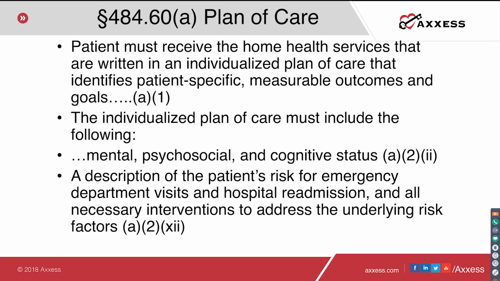So for that reason, the plan of care is going to evolve into a true plan of care where these sections can be added. If you look at the last bullet point here on this slide, you see that a description of the patient's risk for emergency department visits and hospital readmission and all the necessary interventions to address the underlying risk factors for emergency department visits and hospital readmissions has to be on the plan of care. So again, we are now including in our comprehensive assessment a risk assessment for ER and hospital readmission visits, and then that will flow over to the plan of care in a designated area so that it's easily seen and obtained. And you'll see that functionality in this afternoon's webinar.